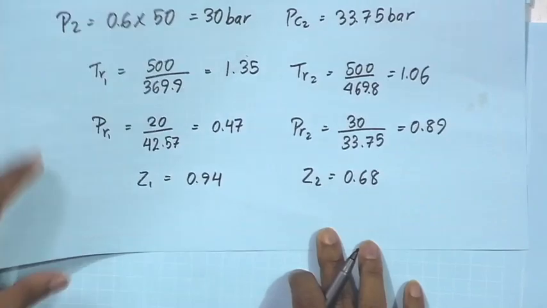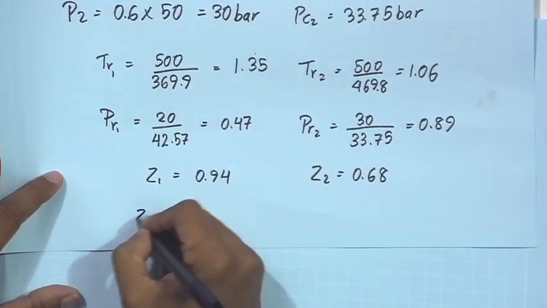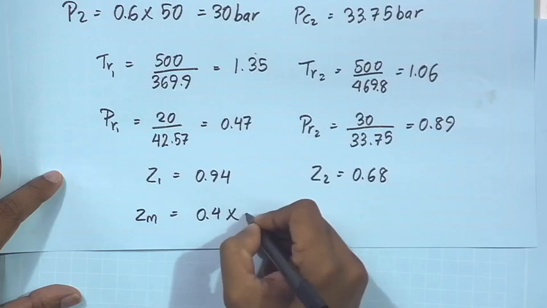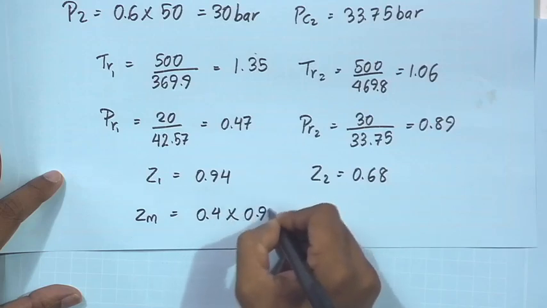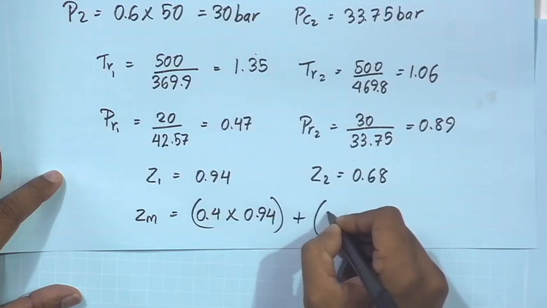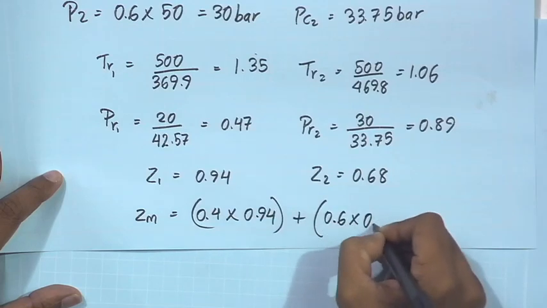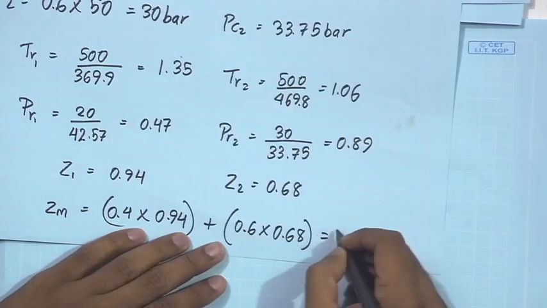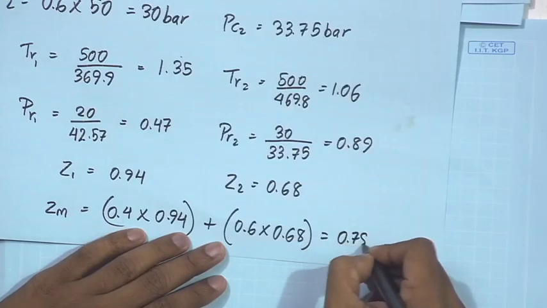Okay. Now from these values we can calculate Zm, that is 0.4 into 0.94 plus 0.6 into 0.68. We get the Zm value as 0.784.